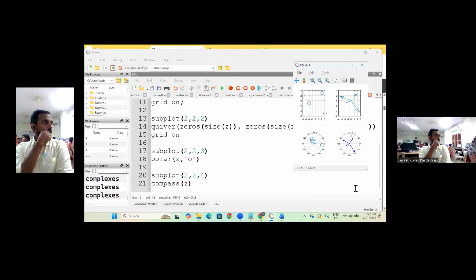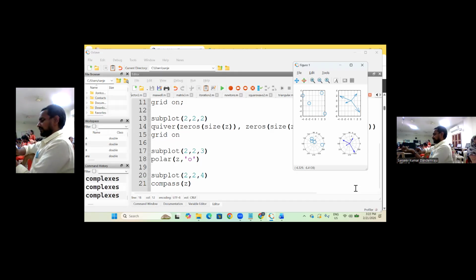Polar z comma o. So 0. Polar 4. That 0. There are various ways of plotting complex variables.